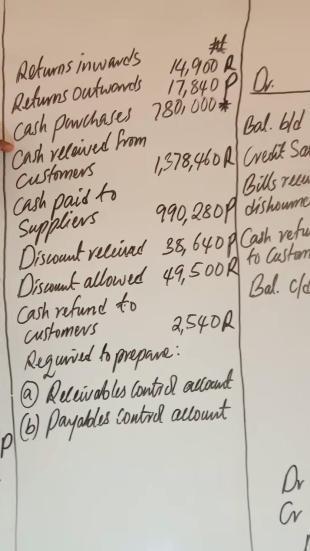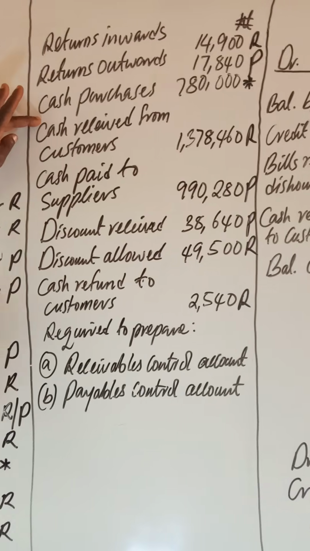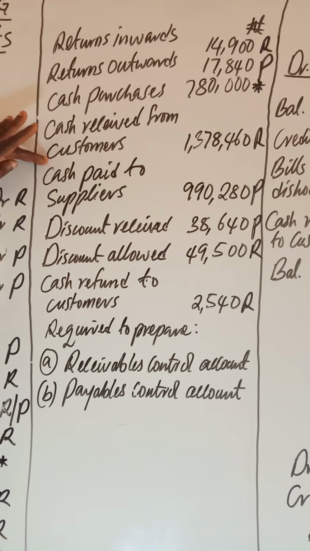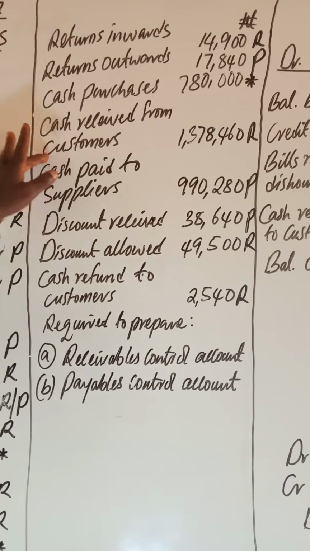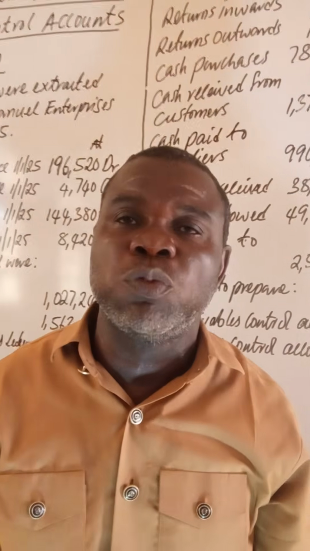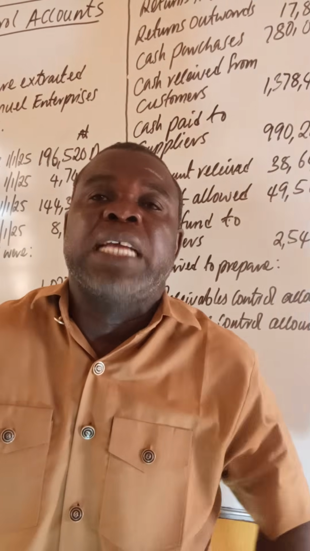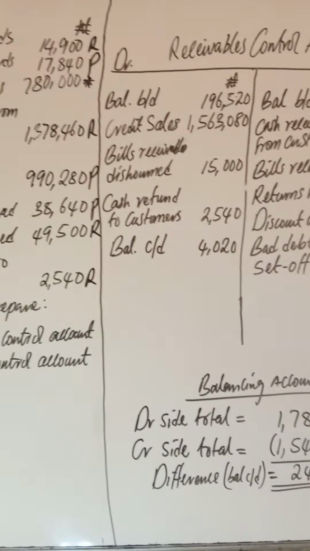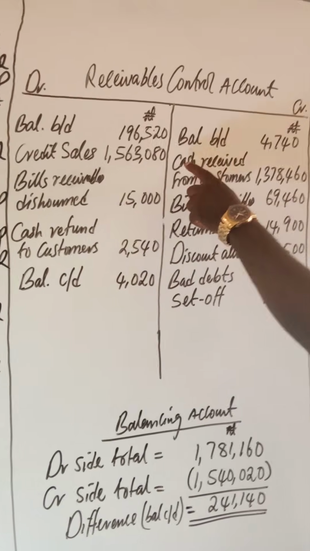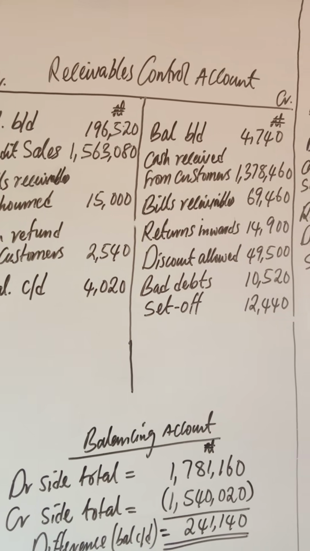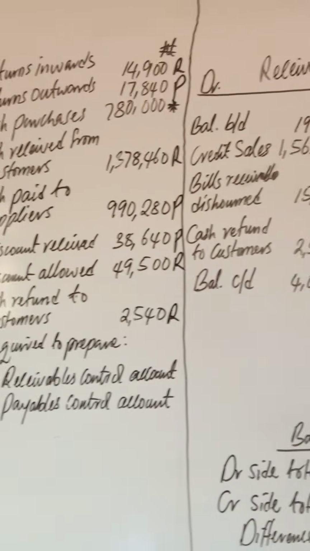Next, we are talking about cash purchases. Cash purchases is a foreign item. No much explanation, I have explained over and over. Next, we go to cash received from customers. If cash is received from customers, the cash book or cash account will be debited. Simple. The receiver account, the cash book, is debited, and the corresponding entry will be credited in the receivable control account. Look at it here, cash received from customers, 1,378,460 naira, and it is correct.